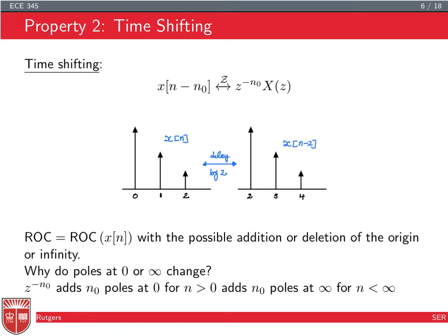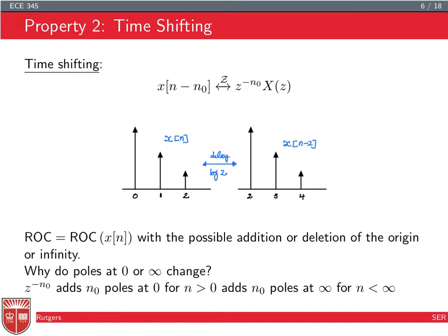Of course, the story is not done yet because we haven't talked about the ROC. The question is, what would happen to the ROC in this case? Meaning, what is the ROC of the shifted signal? So let's take a small example and then try to reason based on that example. I'm going to use a different, maybe even simpler example.